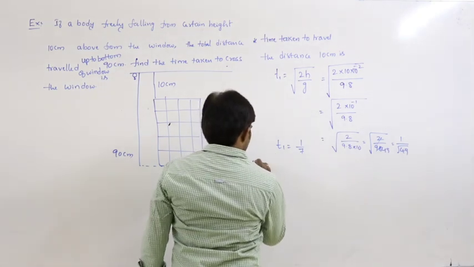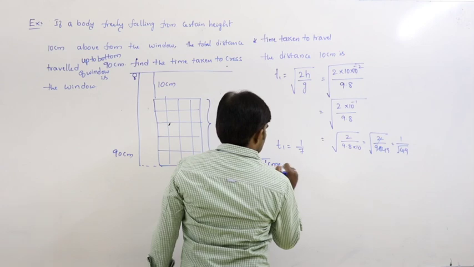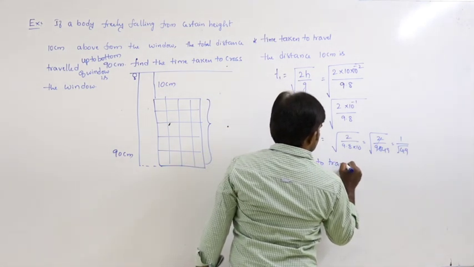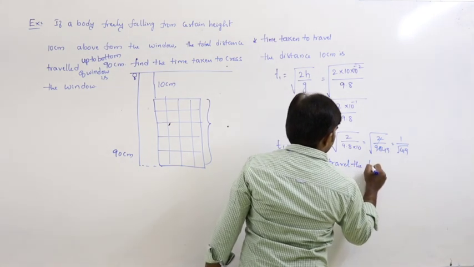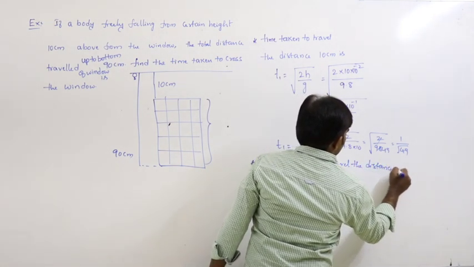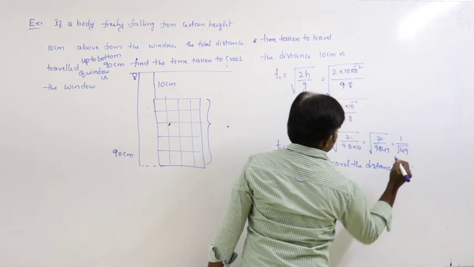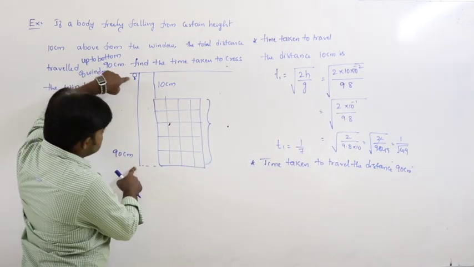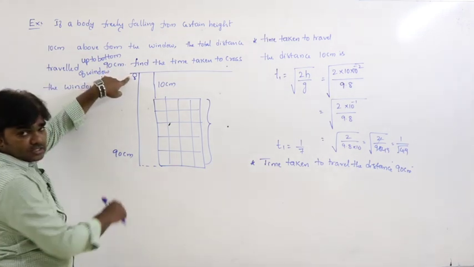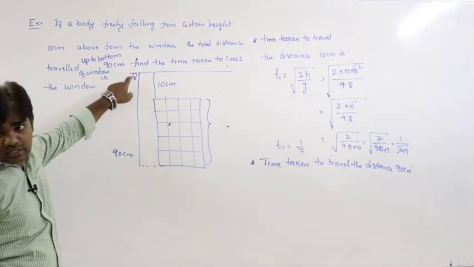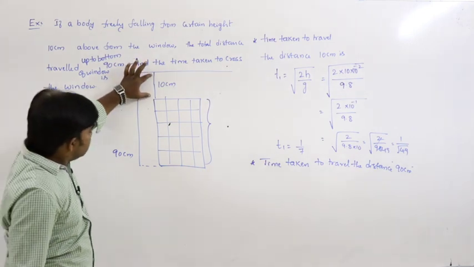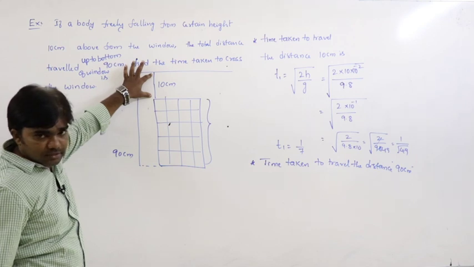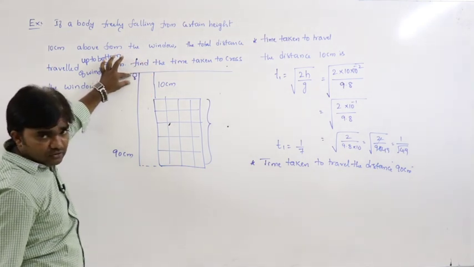Next, here we can calculate the time taken to travel the distance of 90 centimeters. So what is the time taken to travel the total distance from this position to this position, 90 centimeters? Here also the body acts as a freely falling body. What is the distance traveled by the body? 10 centimeters. Here also the body is freely falling.